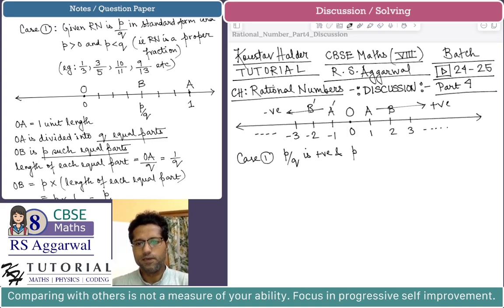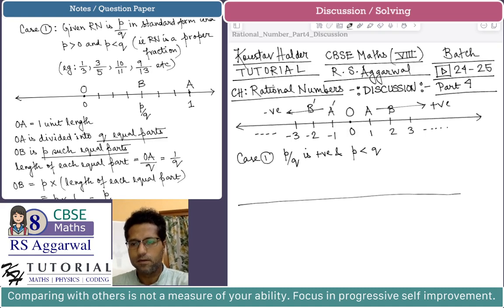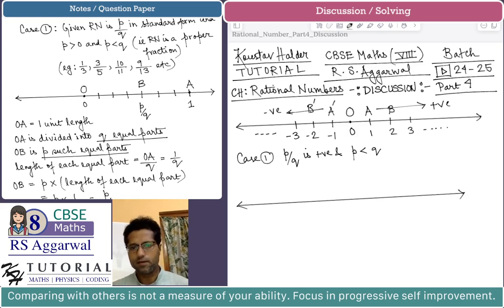and p is less than q, that is, it is a proper fraction. So we draw the straight line, the number line, that is the real line. Since the rational number p by q is positive, it will be on the right hand side of the origin O. It is better if you mark the point O towards the left end. So let's say this is the origin O, and it represents the integer 0. Now we take a point A on the right hand side of the origin O, which is at unit distance from O.